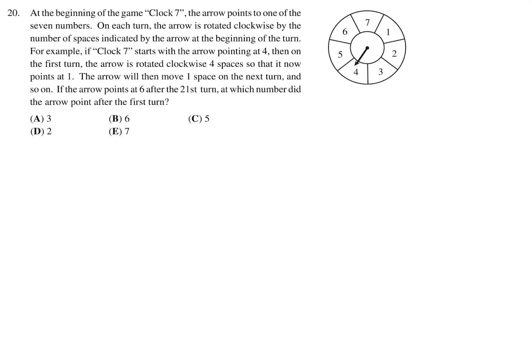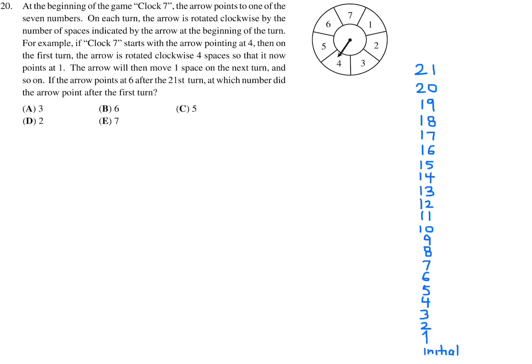So, I have been given the task of figuring out the first turn after they've given me the 21st turn. So I'll write out all the turns from 21 down to 1. What they tell me is that on the 21st turn, the arrow points at a 6. So arrow position, I'll write in orange right here. And they want me to figure out this number right here after the first turn. What number is the arrow pointing at?